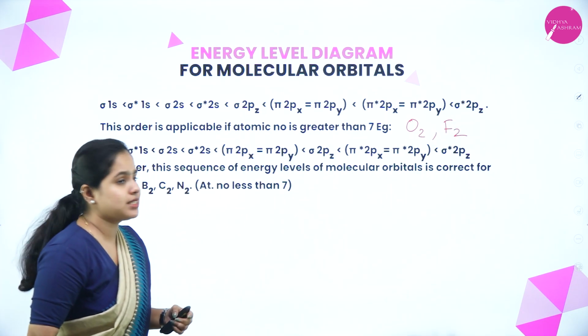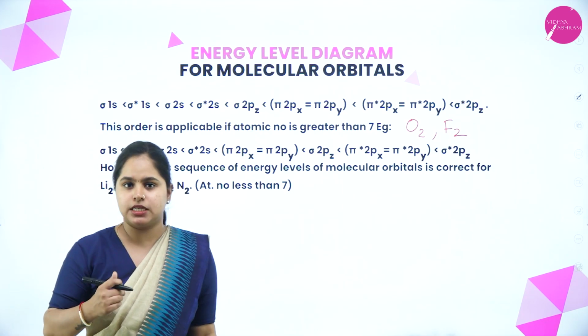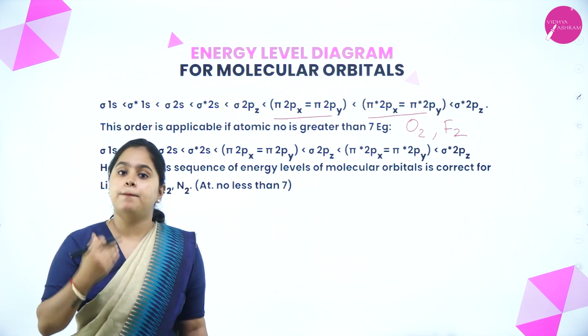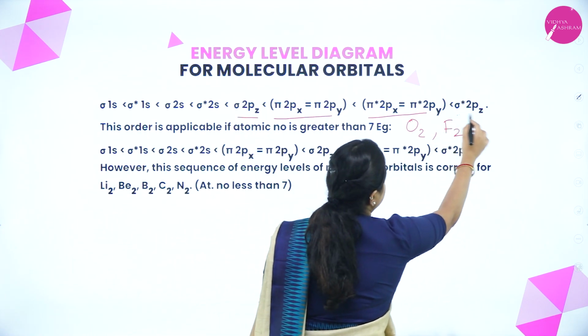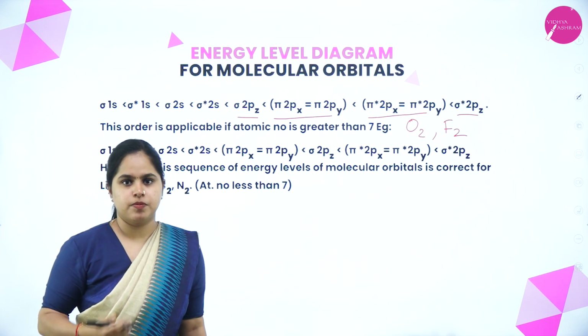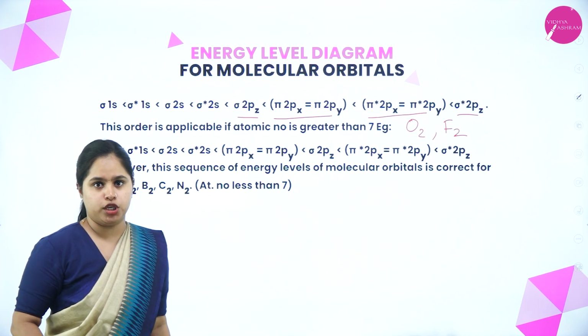From here you can see that in the p orbital we know that there are px, py and pz orbitals, right? The px and py form pi molecular orbitals and the pz forms the sigma molecular orbital. I hope it is clear. So, this is the order in the case of O2 and F2 molecules, right?